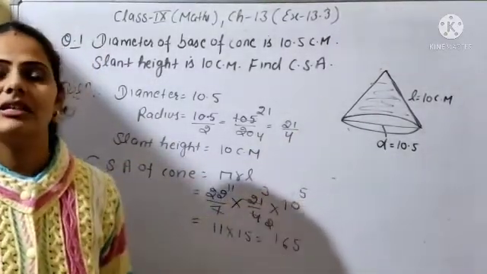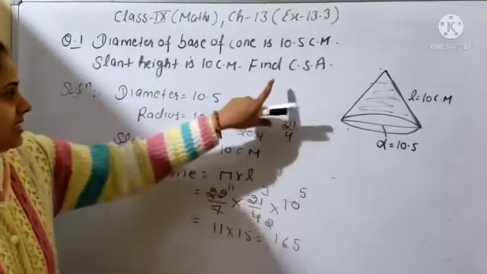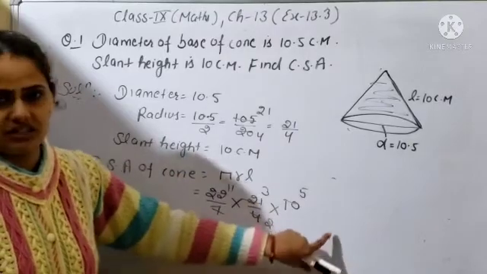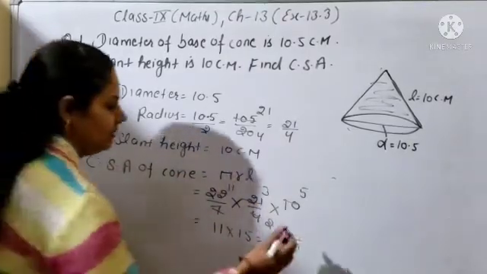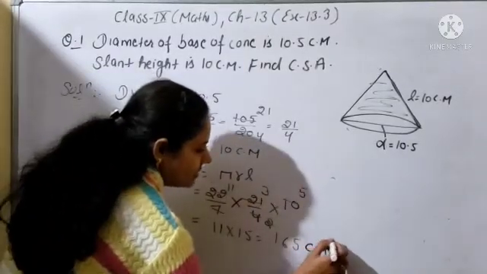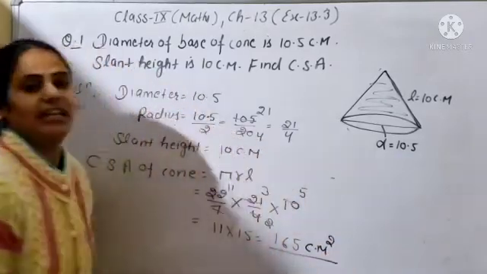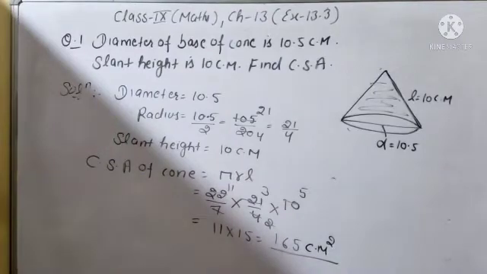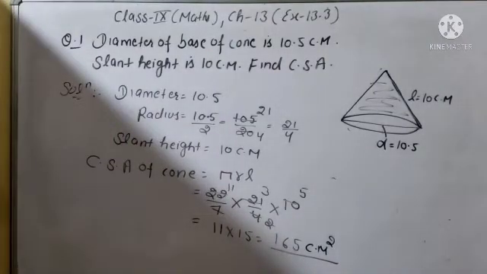Curved surface area means, if the height, the slant height and the radius are given in meters, you will write meter square, and if it is given in centimeters, write centimeter square, because this is an area, and area will be in square units. So it is 165 centimeter square. Clear?